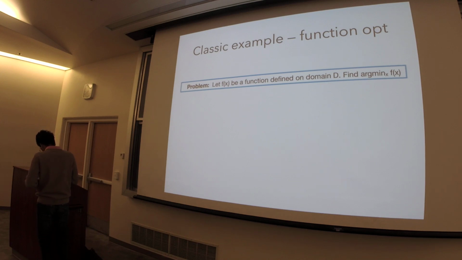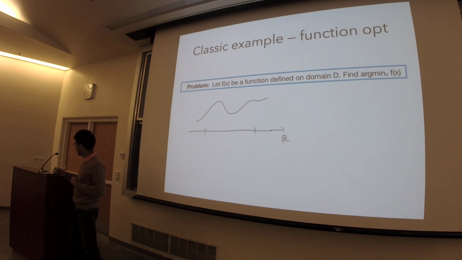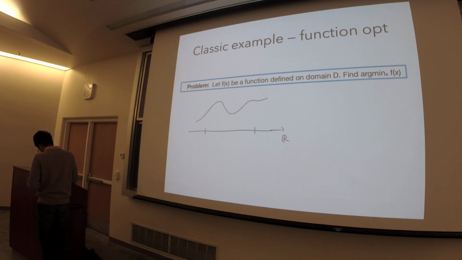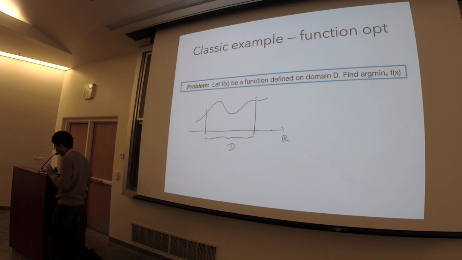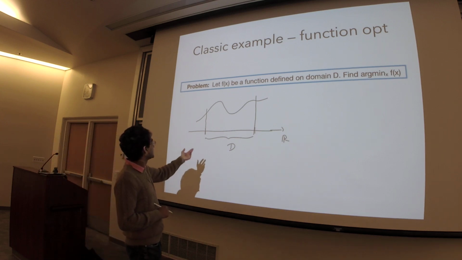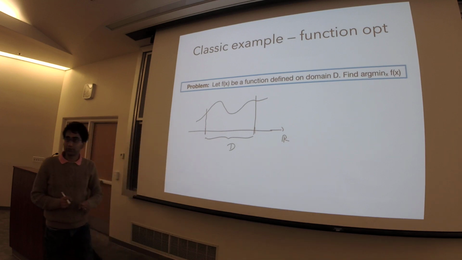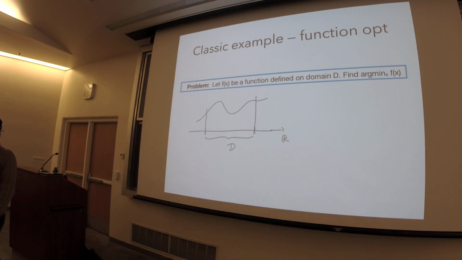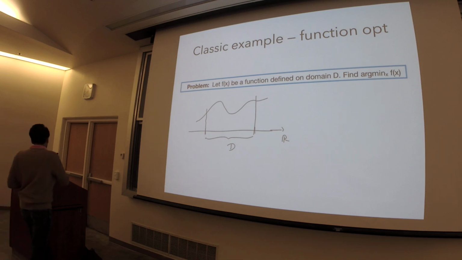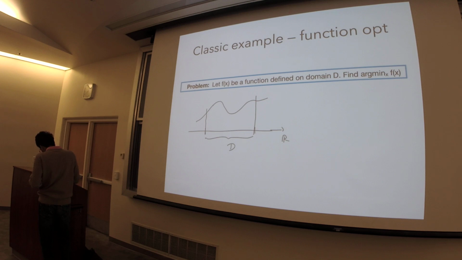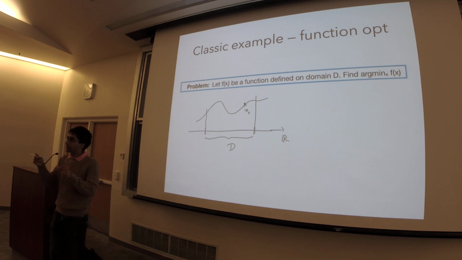For the moment assume that D is some interval, so this is the real line. Let's say you have some function that goes like this, and you want to find some x in this domain where f is as small as possible. Now, a natural strategy is you start at any x, let's say you start here, x0, and try to move left or right and see where you can go so that the function value reduces.